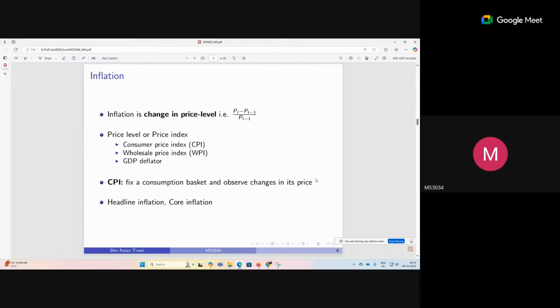Now in newspapers we regularly hear, whenever the inflation data is out, various terms like headline inflation is 7%, or core inflation is this much. So we should have the gist about these terms. Headline inflation is nothing but the inflation calculated using this consumer price index.